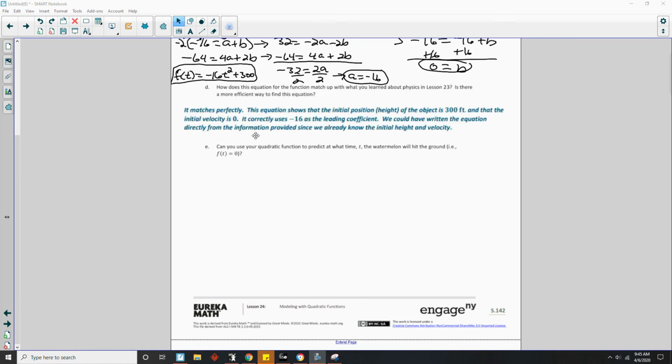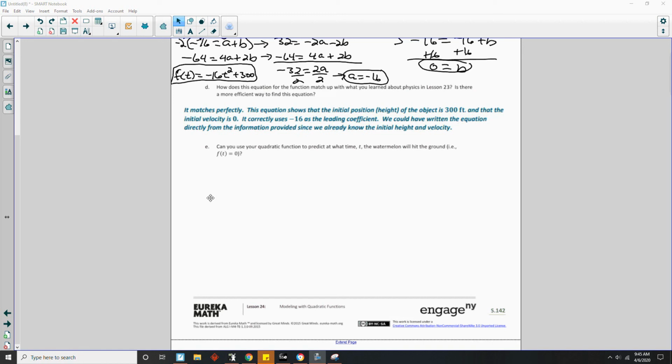So it matches perfectly. This equation shows that the initial position height is 300 feet and the initial velocity is 0. It correctly used negative 16, that's the leading coefficient for gravity. And we would have written the equation directly from the information provided, since we already knew the initial height and velocity. So that could have been a lot easier on us.